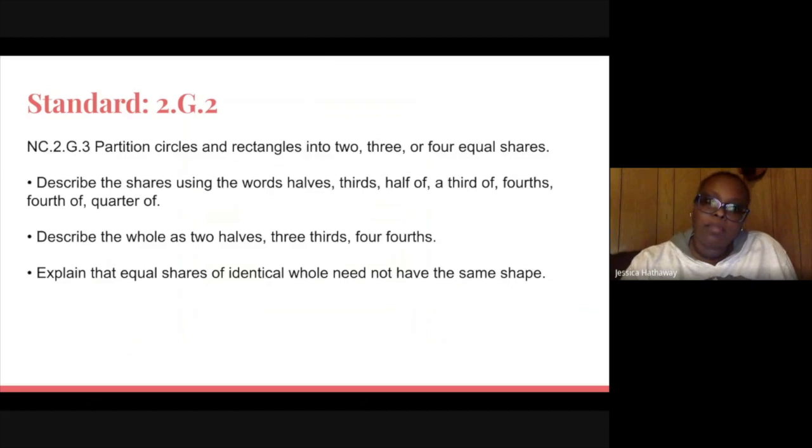So we're still talking about the standard 2G3: partition circles and rectangles into 2, 3, or 4 equal shares. We also describe the shares using the words halves, thirds, half of, a third of, a fourth of, fourths, quarters, and we also talked about describing the whole as 2 halves, 3 thirds, 4 fourths. We'll also explain the equal shares of identical wholes need not have the same shape. I will also have linked my previous video if you have any questions.